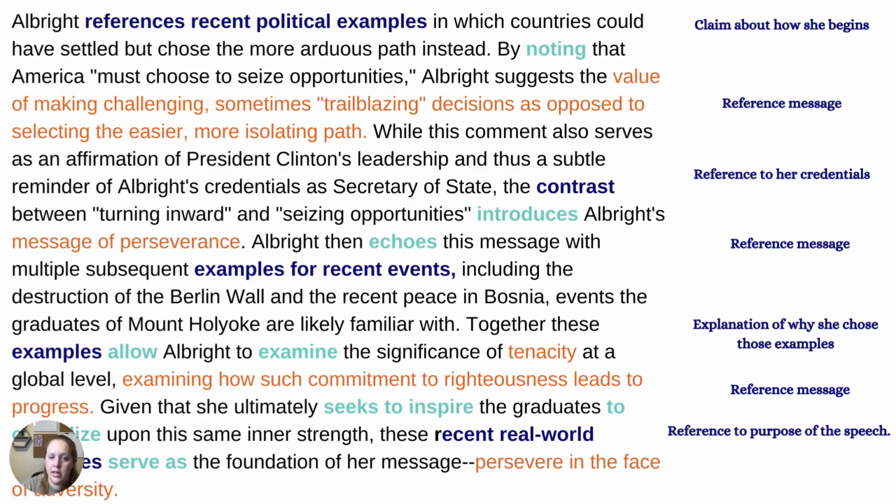But there are a couple other things that we talked about in our workshop today that I tried to demonstrate here. For instance, where it says, including the destruction of the Berlin Wall and recent peace in Bosnia, we want to be specific. That's paraphrased evidence. I'm referencing the text, but I'm not quoting it. But then here, events the graduates of Mount Holyoke are likely familiar with. Remember, we had to ask ourselves, why did she choose these examples? And we said, well, they're familiar with it. Put that in your essay. We need the what and the why.